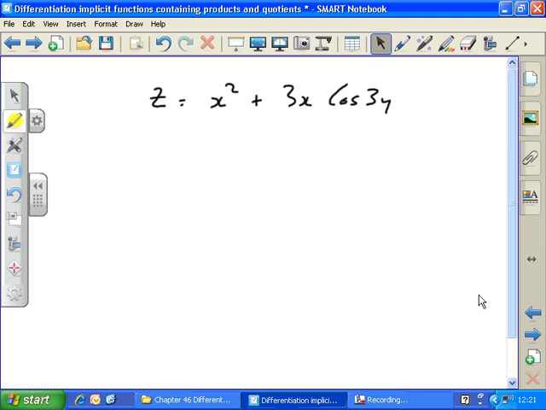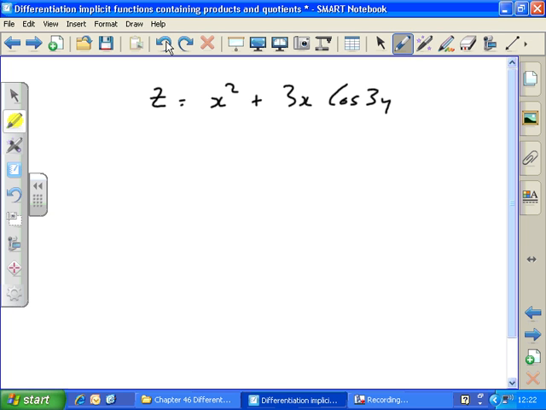Okay, let's finish by looking in detail at the example at the top of page 445. I have to differentiate this with respect to y. So we want to find dz by dy. Well, if we look at it, we can see we've got two terms we're going to differentiate, and the second term involves a product, 3x times the cos of 3y. So we're going to need to use the product rule in this part of it, and then differentiate this bit separately and add that on. So that's what we're going to do.